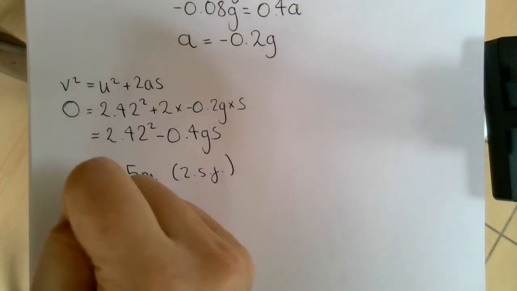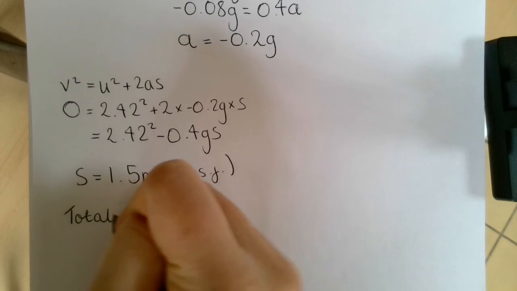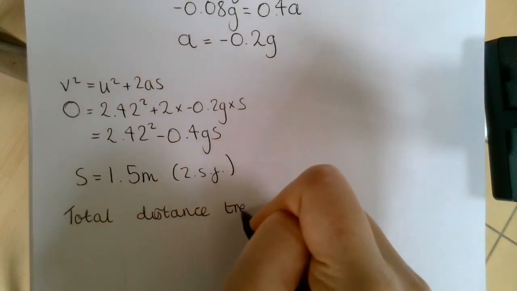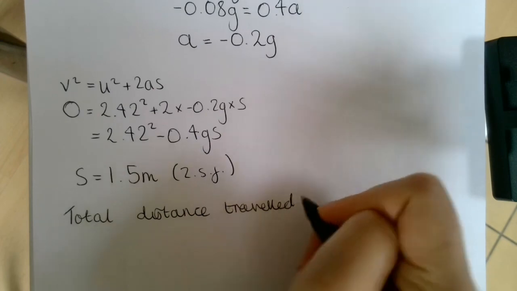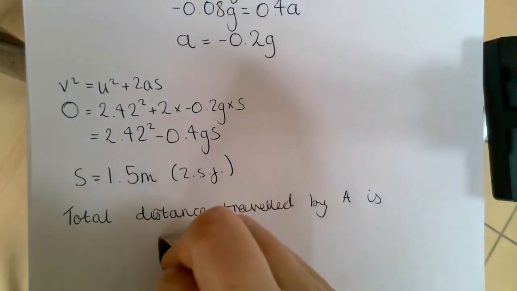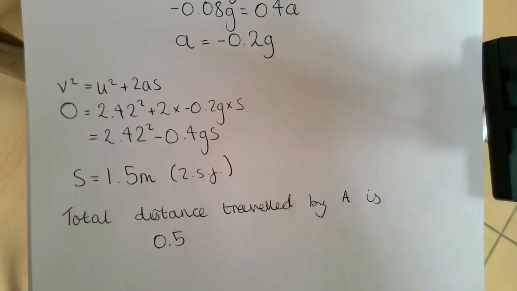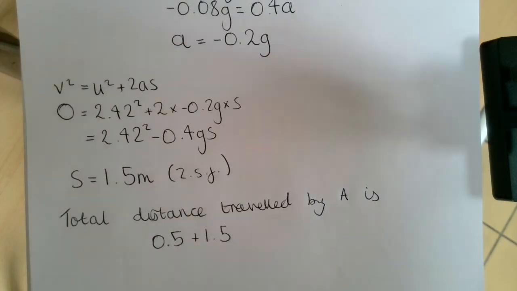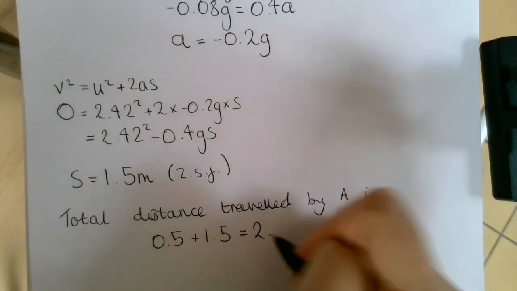So the total distance travelled by A is the 0.5 meters that it travels before B hits the ground and the 1.5 meters it travels when the string goes slack, which is 2.0 meters.